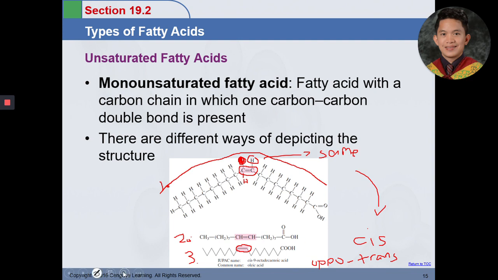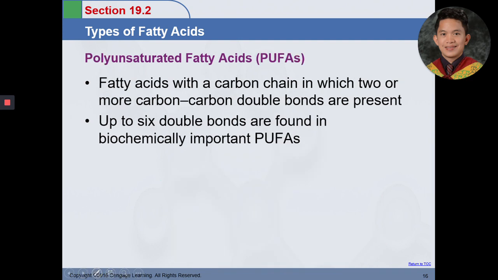Okay, moving on. We have here polyunsaturated fatty acids, meaning there is more than one carbon to carbon double bond present in the structure. There are up to 6 double bonds present in some biochemically important polyunsaturated fatty acids.